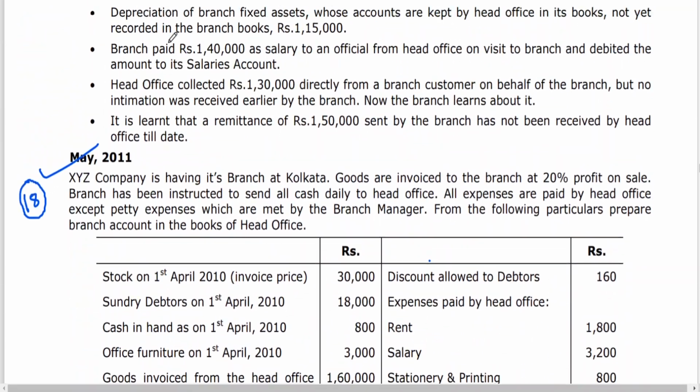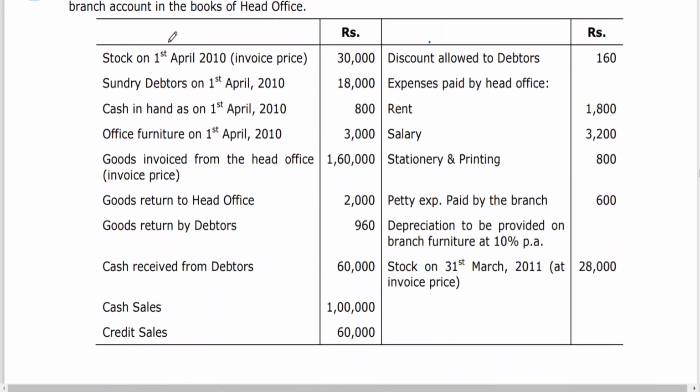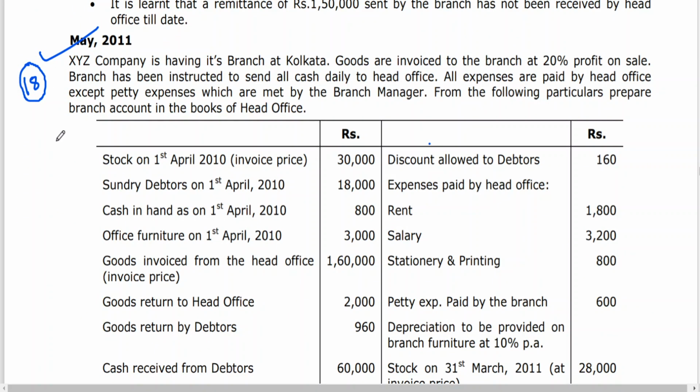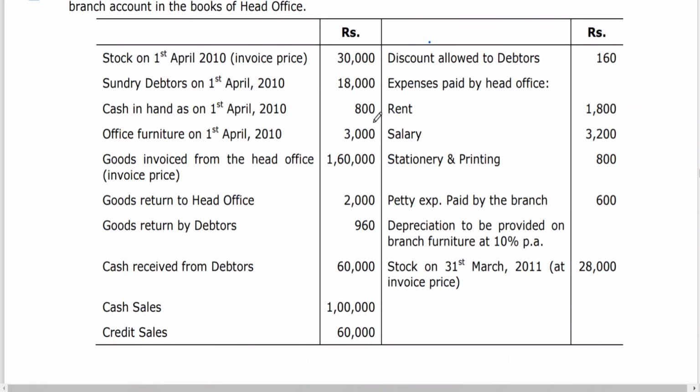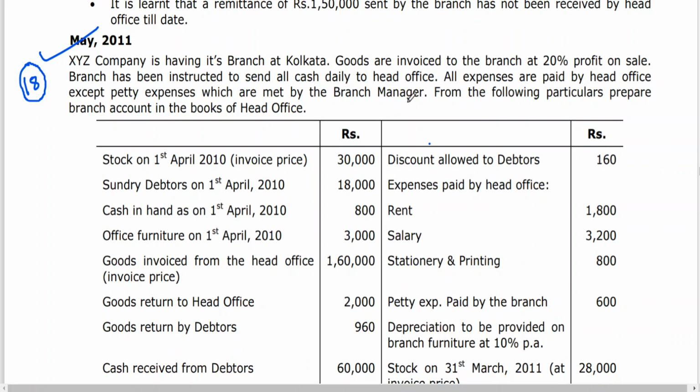Now let me take you to this last problem, the 18th problem. XYZ company is having its branch at Calcutta. Goods are invoiced to the branch at 20% profit on sale. The branch has been instructed to send all cash daily to head office. Read the problem. Can you try this? Come on, I'm giving 2 minutes. It asks to prepare the branch account in the books of head office.